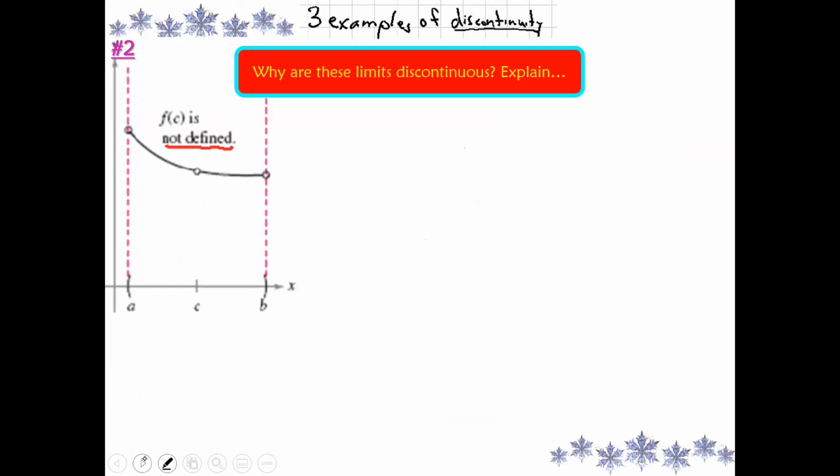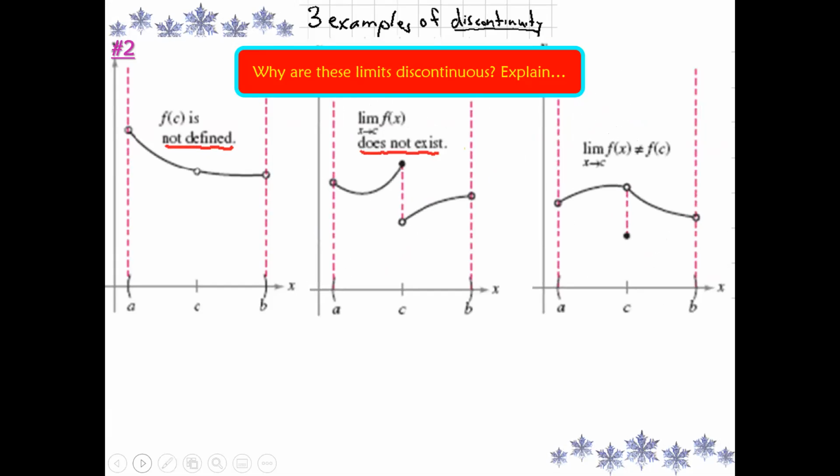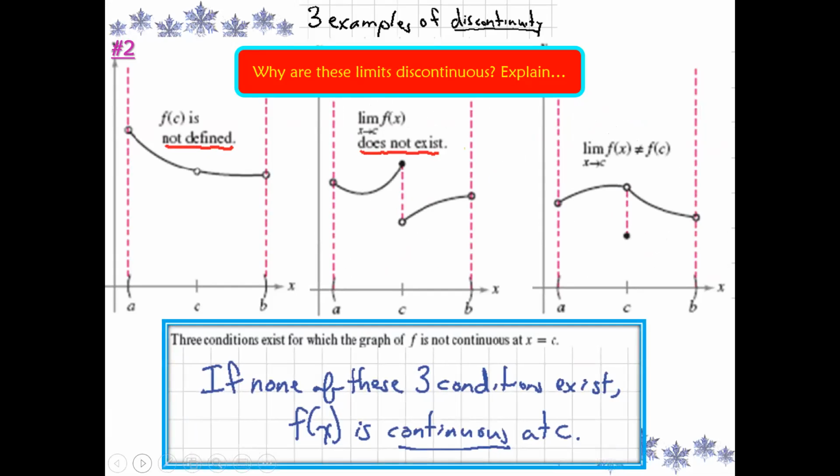Why are these limits discontinuous? So you have 3 different scenarios. And the reason for that is, if you look at the first one, as I am approaching from the left side, it is, let's say, at 4, okay? I'm approaching the left side, y value is 4.